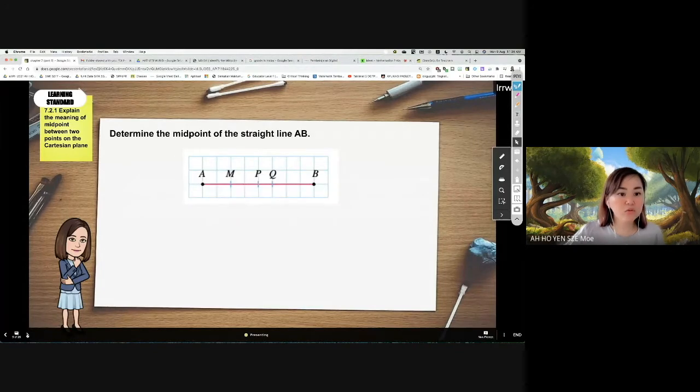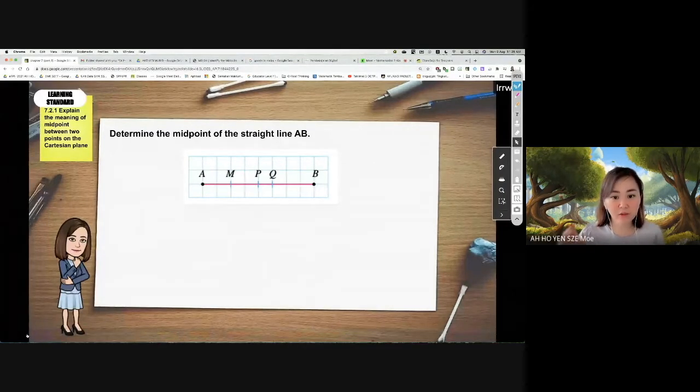So how to determine the midpoint of the straight line? This is an example from the textbook, actually. So tell me, from MPQ, which one is the midpoint? Just look at my screen. You can respond in the chat because this is not PDI. You cannot respond on this slide, because later I will show you the answer.